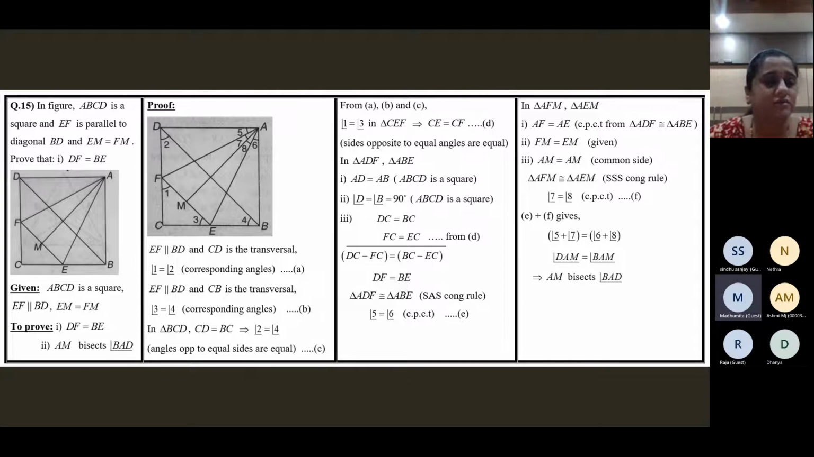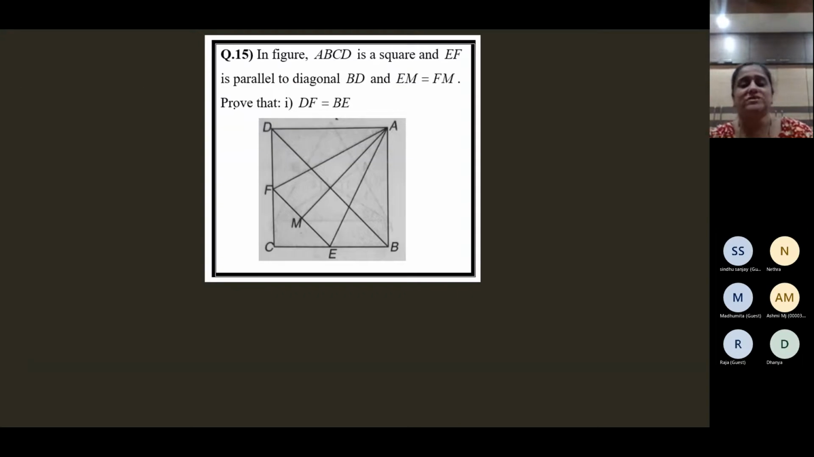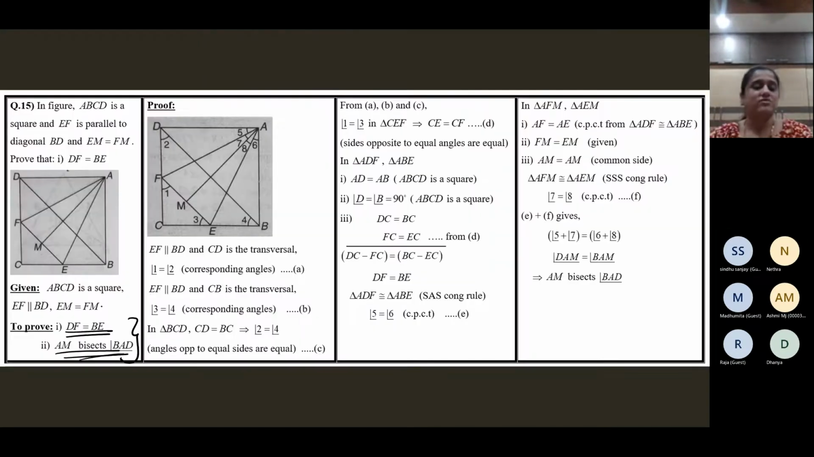Ma'am, the second subdivision is missing in the question. Yeah, that's what. AM bisects BAD, right? That's what I've written here. I forgot, I missed it here. Okay, so these are the two things we'll have to prove, children. Prove that DF is equal to BE and AM bisects BAD. Yeah, as Madhumita said, the second one is missing here. So AM bisects angle BAD. These are two things we'll have to prove.